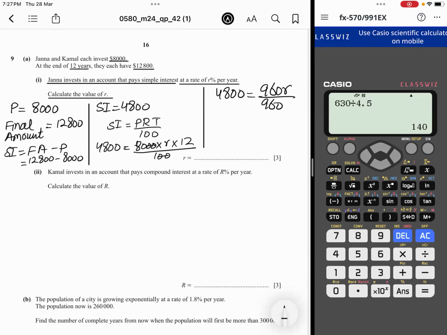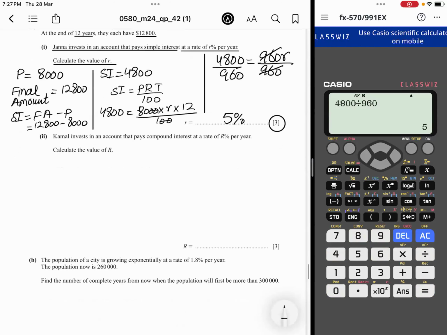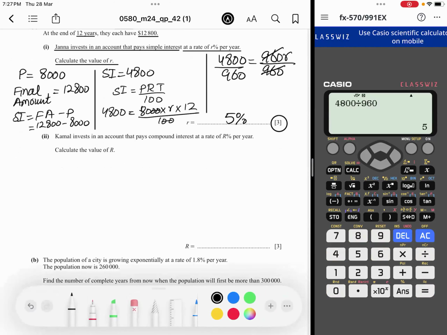So divided by 960 on both sides. 4800 divided by 960 is 5. So that is a 5% interest rate. So R percent, do we have to write the percentage symbol as well? No, we don't write percentage. Why? Because R represents a number. We are requested to find R.